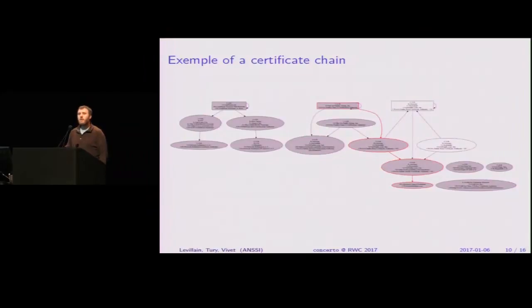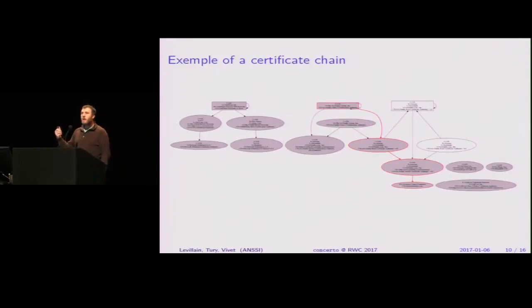Here is another thing you can get with Concerto. It's an example of a certificate message that is not trivial. I will first explain what each element is. Gray boxes are the certificates sent by the server. So the server sent all these certificates, and in particular, this one is the server certificate. And we also consider three certificates as trust roots.